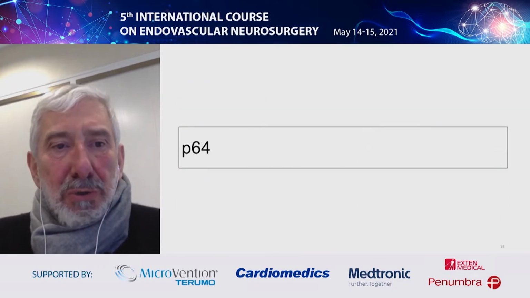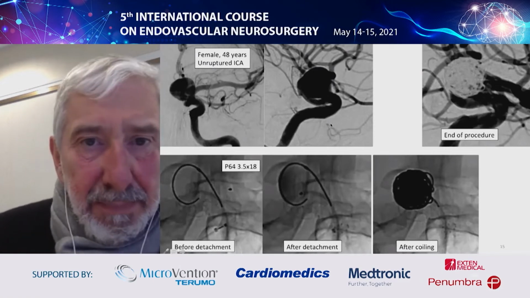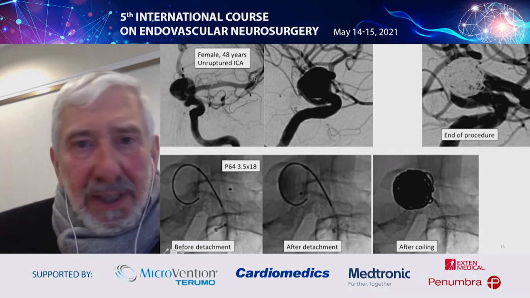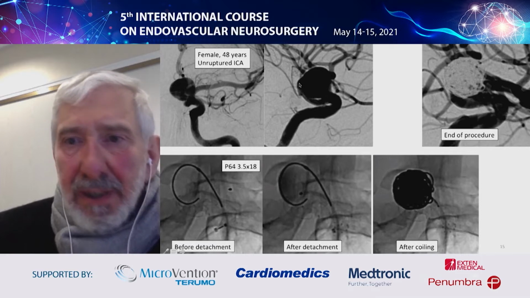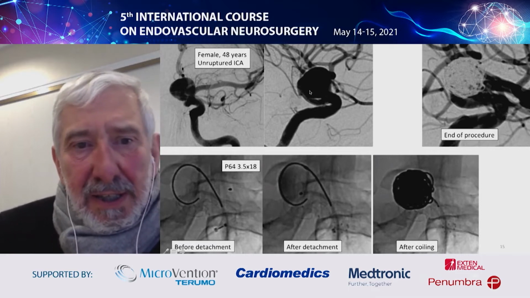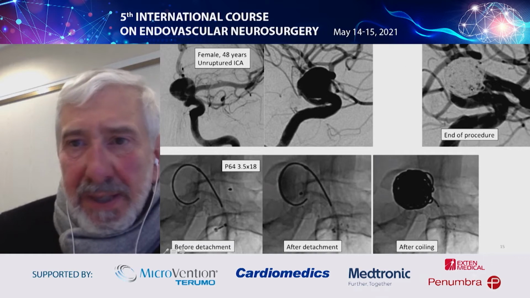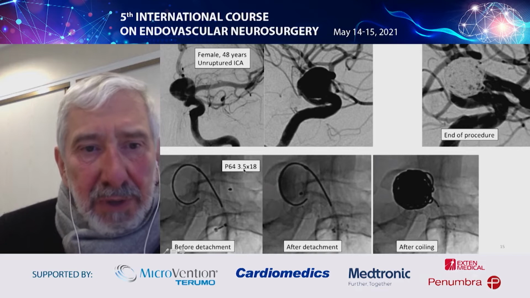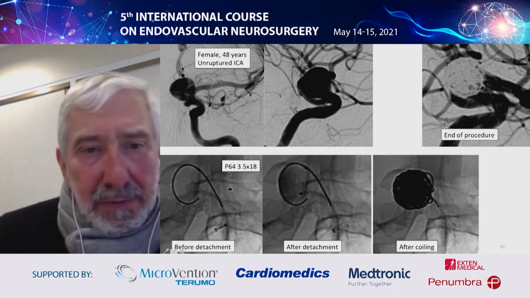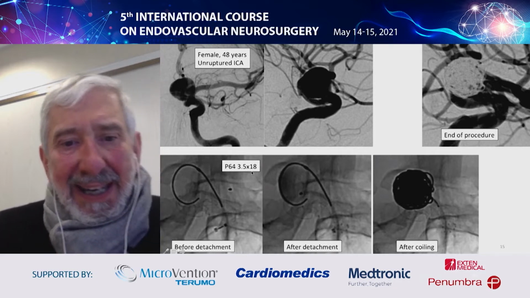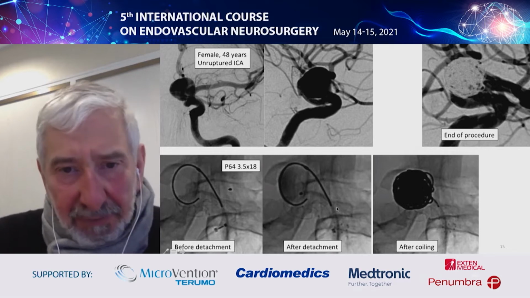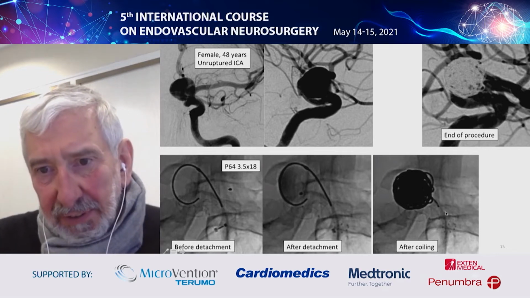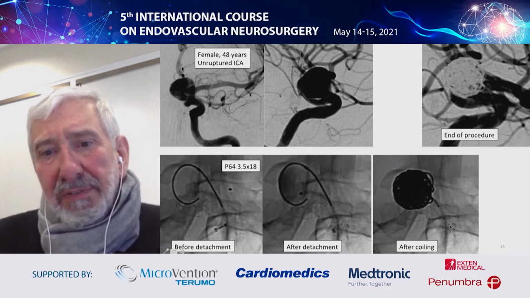So just to show you a case example, it is an unruptured IC aneurysm, a large one. You see that in that case, what we were doing is placing some coils in the aneurysm. Then we were deploying a flow diverter in front of the aneurysm, a 3.5 by 18. It's before detachment. After detachment, you see the flow diverter here, and it's after coiling. You see the final results.